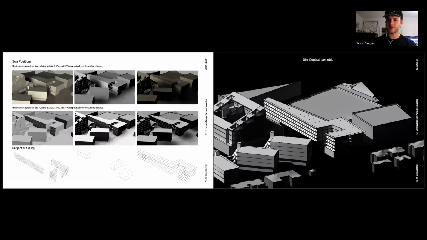Then here on the left, we are seeing some different sun positions on the building, which will affect the heating and cooling. So I've chosen the winter solstice and the summer solstice to be shown at 9 a.m., 12 p.m., and 3 p.m. because of the different sun angles vertically at the different times of year, and then as well as the different time of day. Then here on the right, we have the site context isometric.